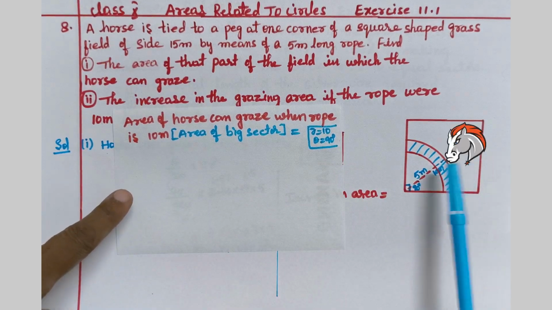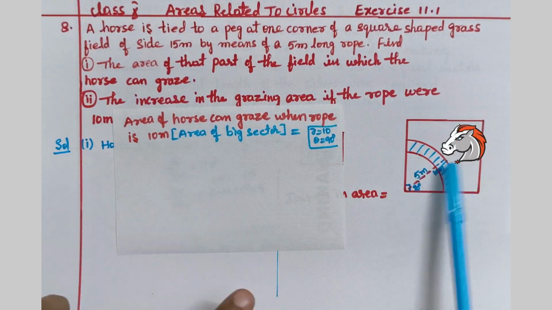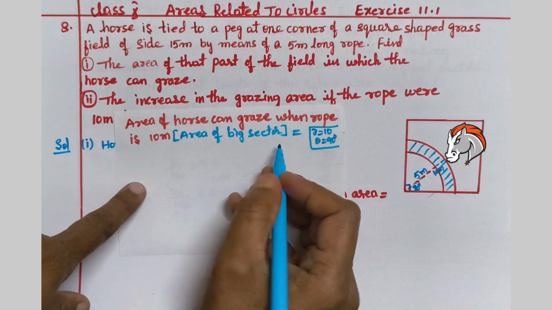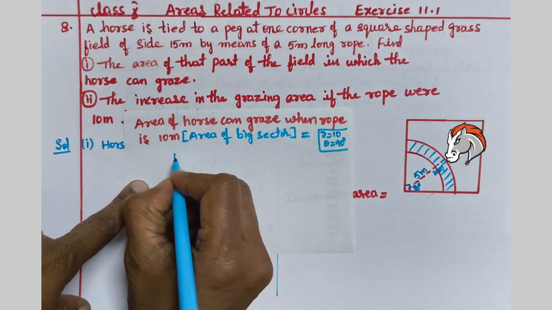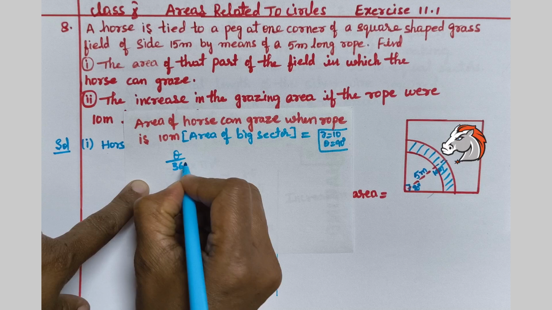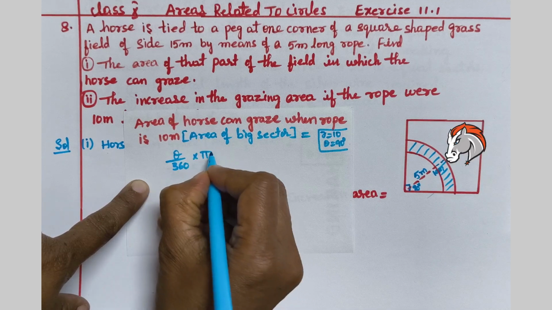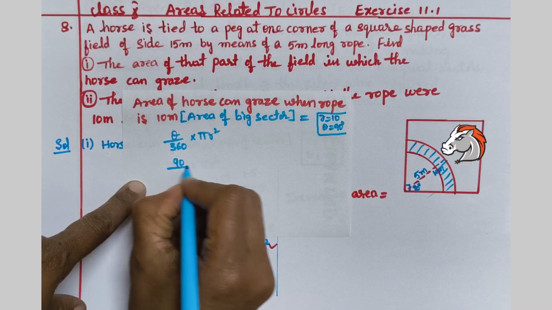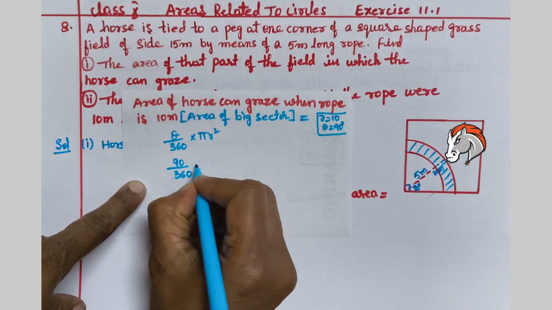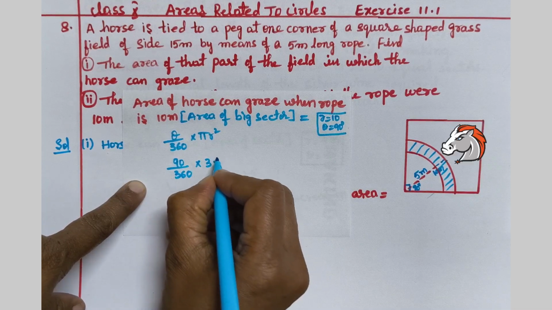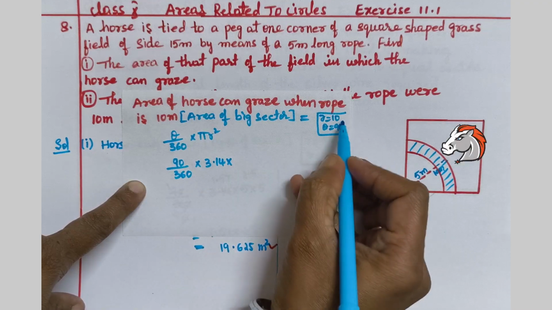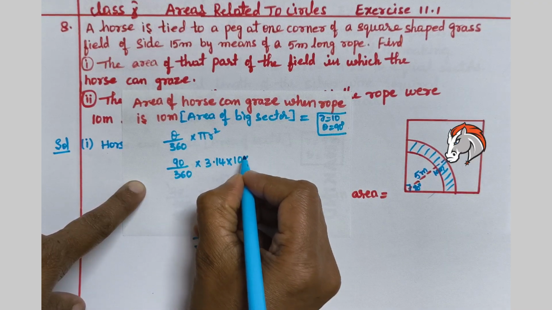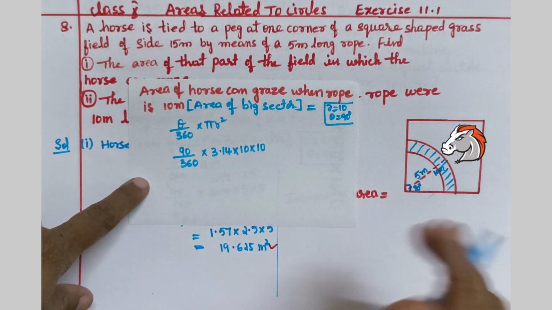We will apply the sector formula. Now we are finding this full big sector area. Area of sector formula is theta by 360 into pi r square. Theta means here 90 degree. 90 by 360 into pi value 3.14 into radius, now 10, 10 into 10. We will simplify, and we will get the big sector area.